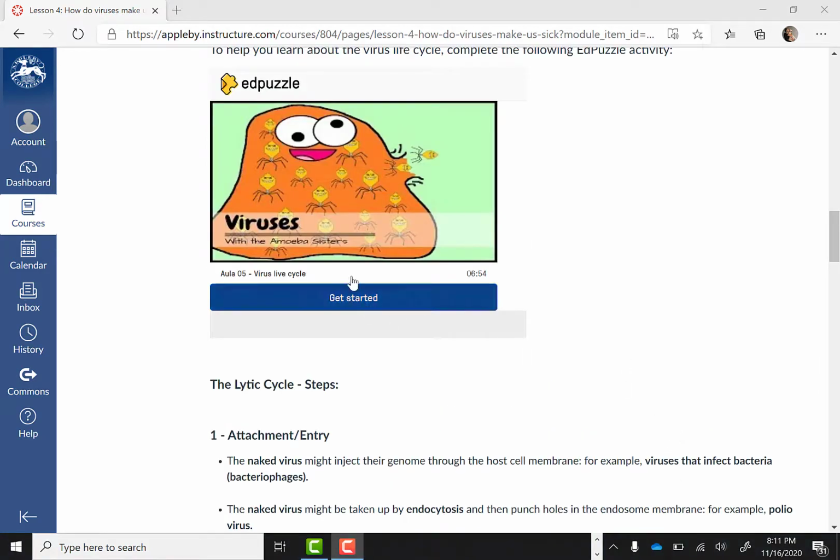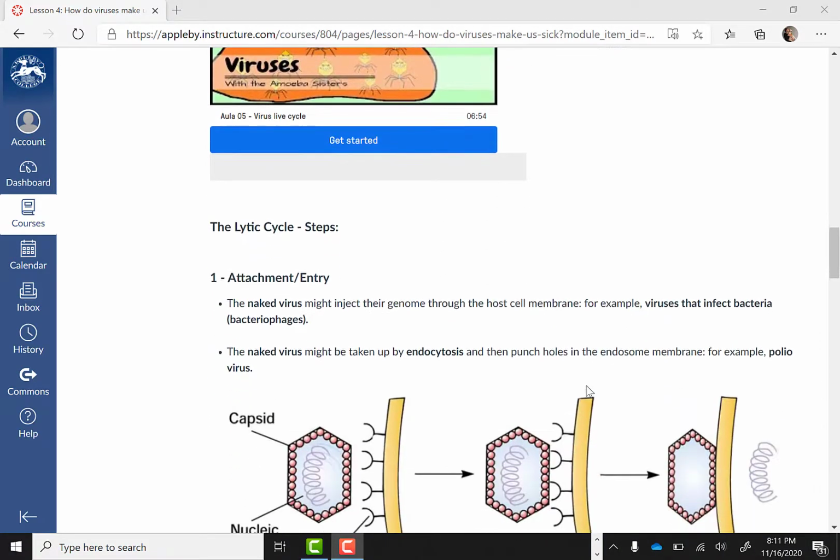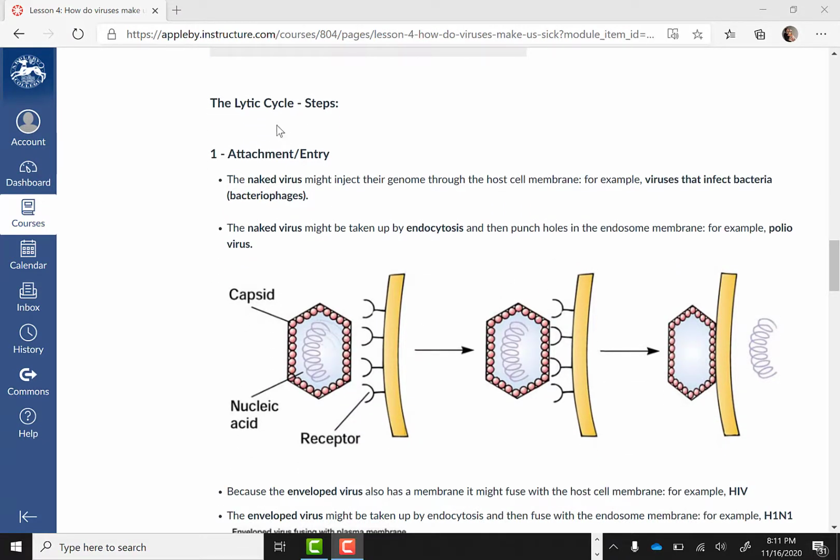Okay, so hopefully you finished the Edpuzzle video now, and we're just going to go over a quick overview of the steps of the lytic cycle. So the very first step is the attachment or entry step.